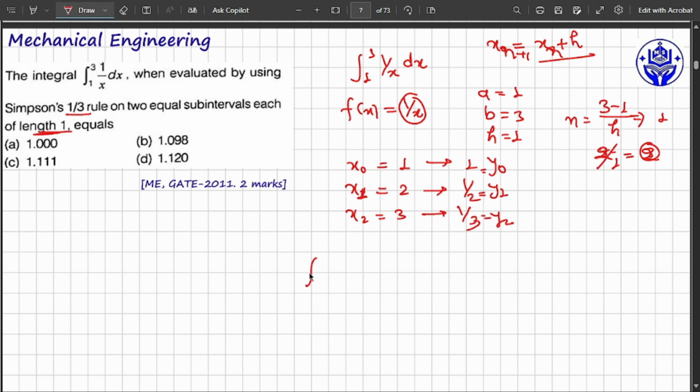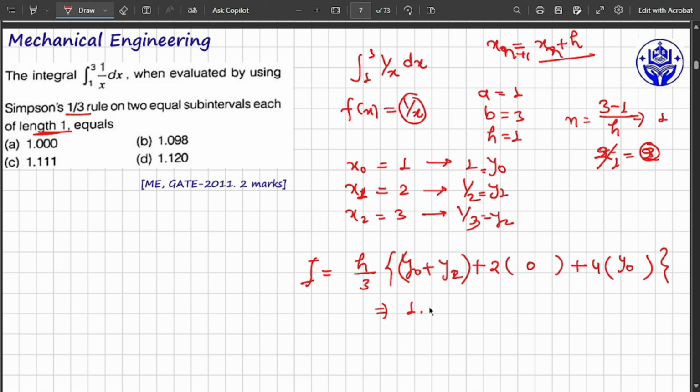Then what is the formula? The integral I is h/3 times first point plus last point, plus 2 times the sum of even terms. Is there any even term? No, so it will be 0. And plus 4 times the sum of odd terms, yes, it is odd, y1. After putting all these values, you will get 1.111. So the C answer is the correct answer.